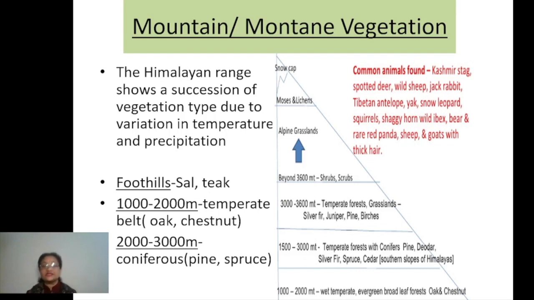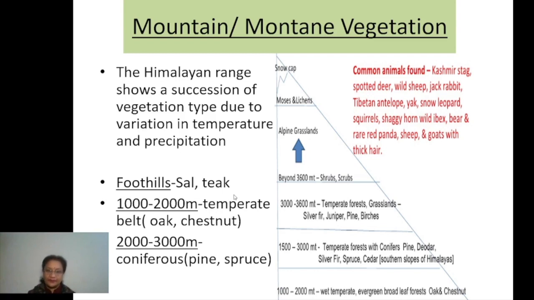Okay. Now, in the Himalayan region especially, a succession of vegetation type can be seen according to temperature and precipitation level. So the basic thing is temperature, precipitation, and altitude; it keeps on changing. Now along the foothill region of the Himalayas, where it is starting, you will find mostly sal and teak trees. That means the deciduous type of trees can be seen there at the base.